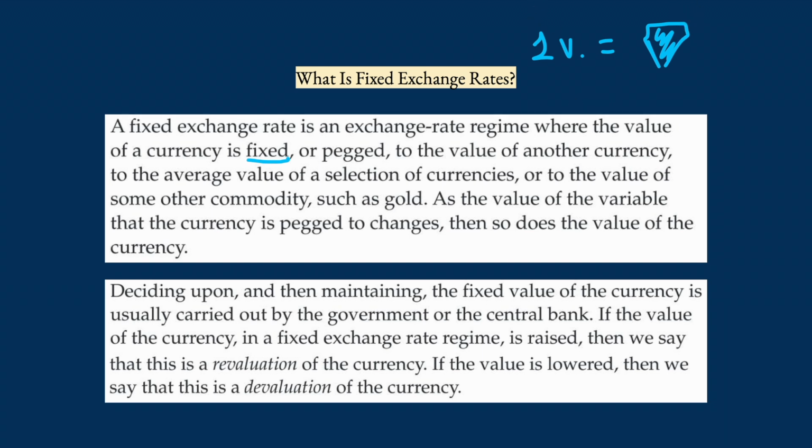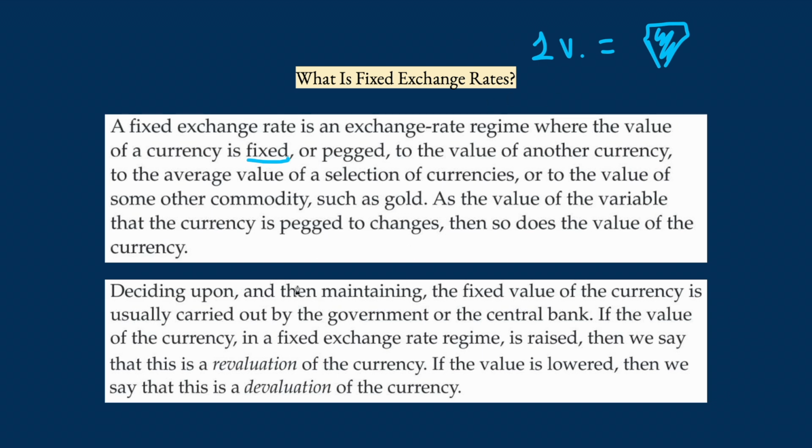As the value of a diamond goes down, then so does the value of my currency, okay? And hence, that's what it means for an exchange rate to be fixed, because it's dependent on either another exchange rate, an average of different exchange rates, or on a specific commodity. So just to simplify what I said, as the value of the variable that the currency is pegged to changes, then so does the value of the currency, okay?